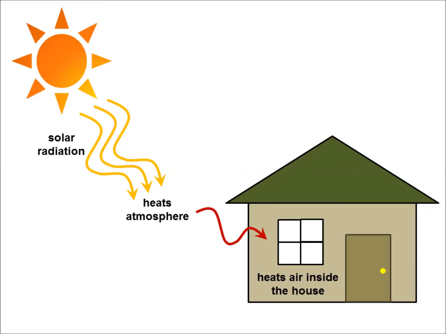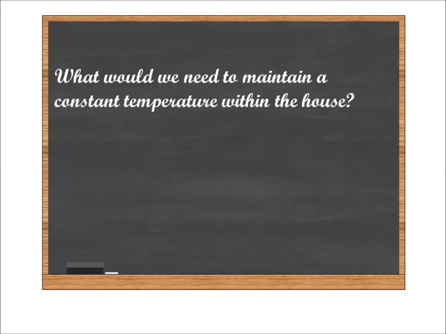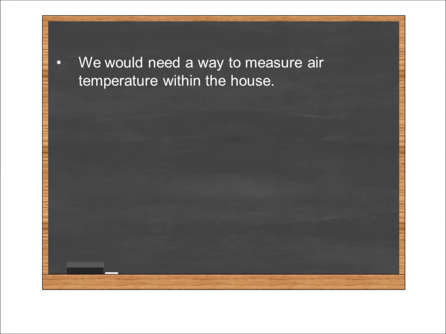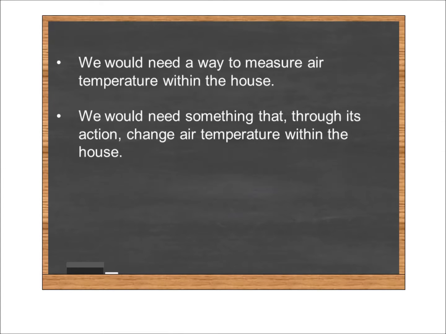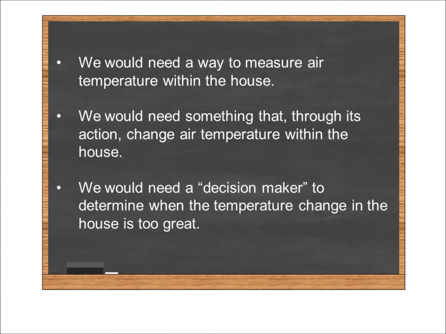And the question then is, what do we need to maintain constant temperature within the house? Literally, I'm not asking this in a figurative sense. I'm saying physically, what do we have to have? Well, let's think about this. We have to have a way of measuring air temperature in the house. If we can't detect what temperature is, we can't determine that it's changing. And if we don't know that it's changing, we can't respond to that change. We also have to have something to produce the feedback, right? We have to have an effector of some kind, an object or a machine, to change the air temperature. And finally, we have to have some sort of decision maker who determines when the temperature has changed enough to justify activating the device that changes temperature.